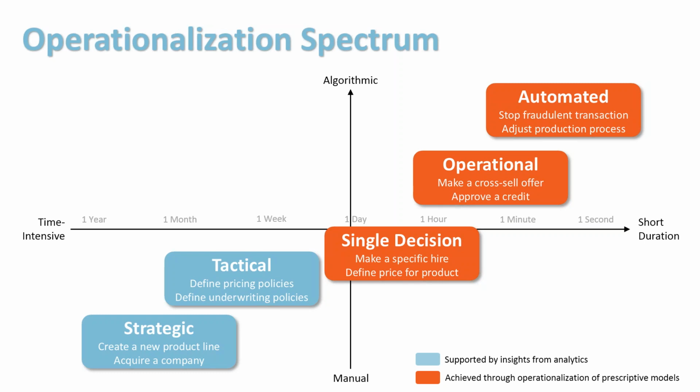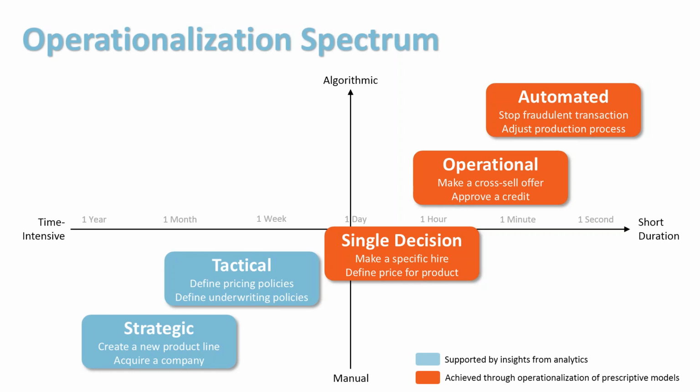And often the best way to achieve this, well, you definitely can use analytics in general, but also predictive analytics to figure out what's most likely going to happen. But really those are kind of one-off decisions and they take a long time, and automating them probably doesn't make a lot of sense. Even for many tactical decisions, for example, defining pricing policies or underwriting policies, it doesn't make a lot of sense. But if you go further down here, the number of decisions typically grows and the duration per decision gets shorter, like for single decisions, for example, making a specific hire, or defining a price for a specific product on a specific day. Those are decisions where you can now operationalize a little bit more.